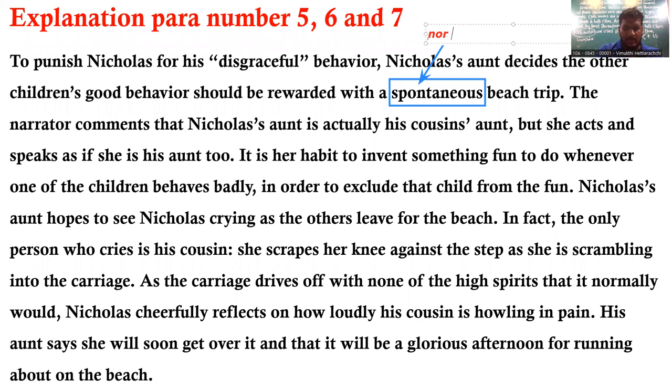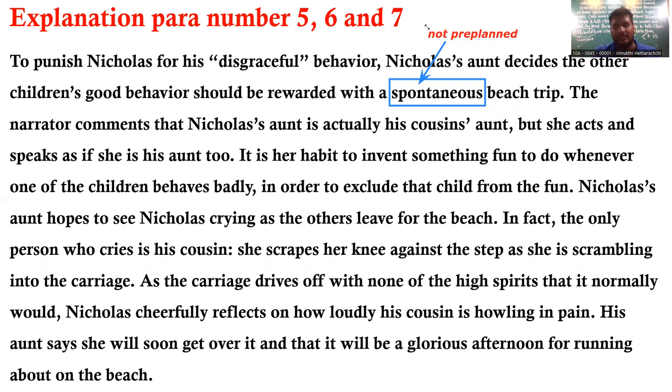Not pre-planned. This trip is not pre-planned. Right? And the aunt has not given this chance to other children to get the real enjoyment. Taking the children is not really out of love for them. Taking the children is part of this plan. It is a part of the plan. Otherwise, she didn't have real love and affection towards the other children. Other children also will have the same punishment. Right?